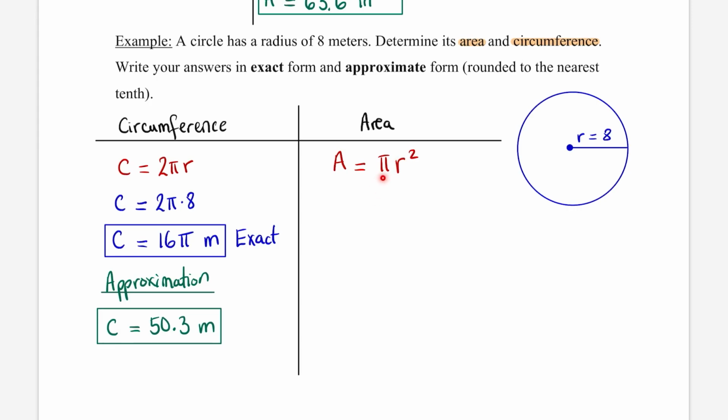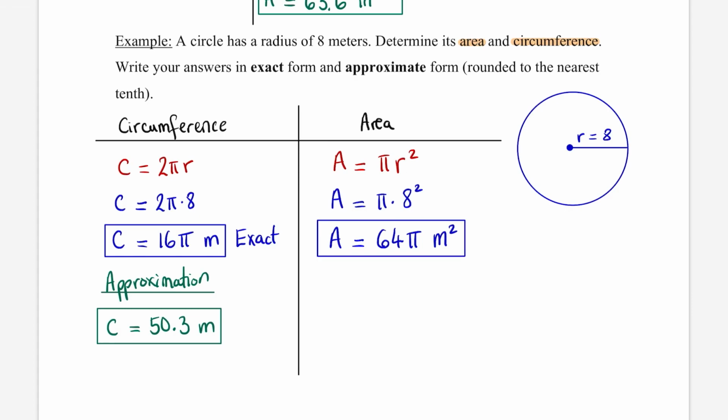Next, let's find the area. Area is pi times r squared, and my r is 8, so I replace r with 8. 8 squared is 8 times 8. Again, 8 squared is not 16. 8 squared is 8 times 8, which is 64. So my area is 64 pi meters squared. This is the exact format of the answer of the area.